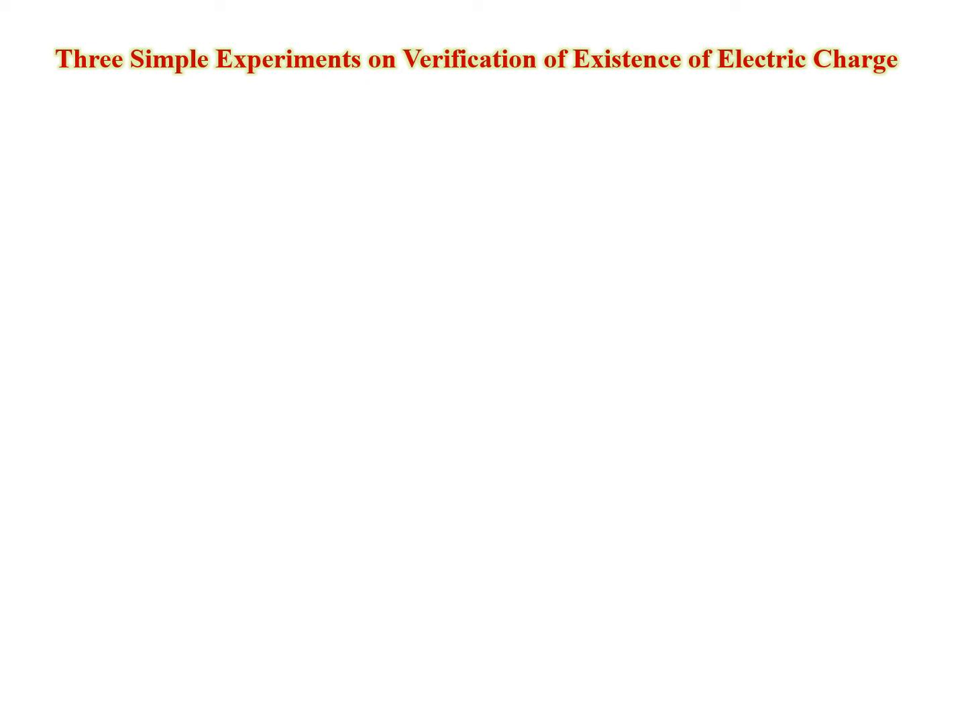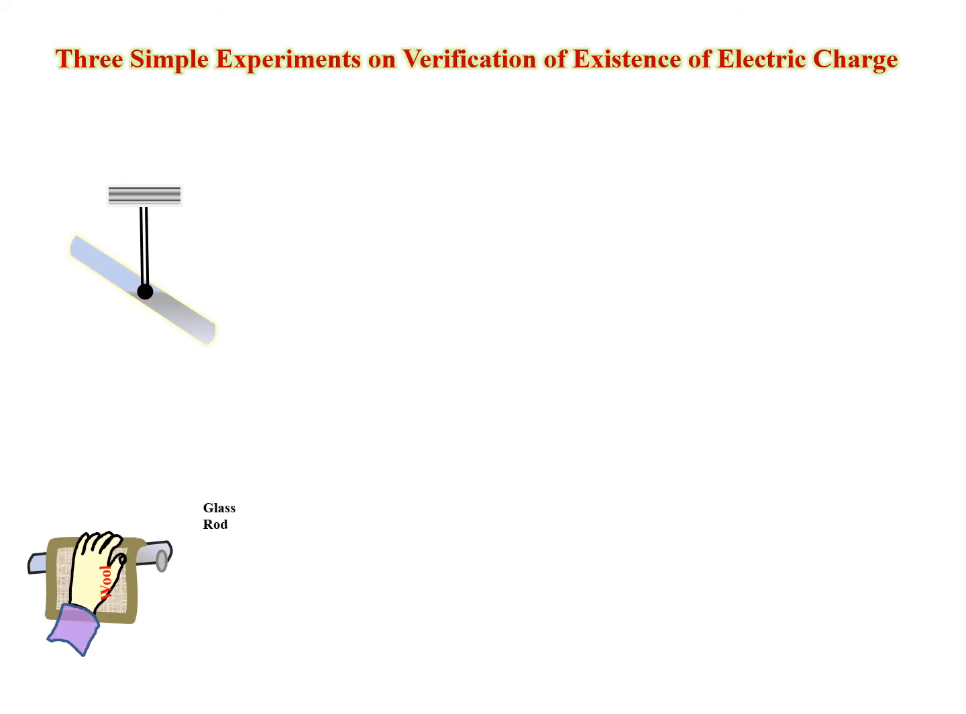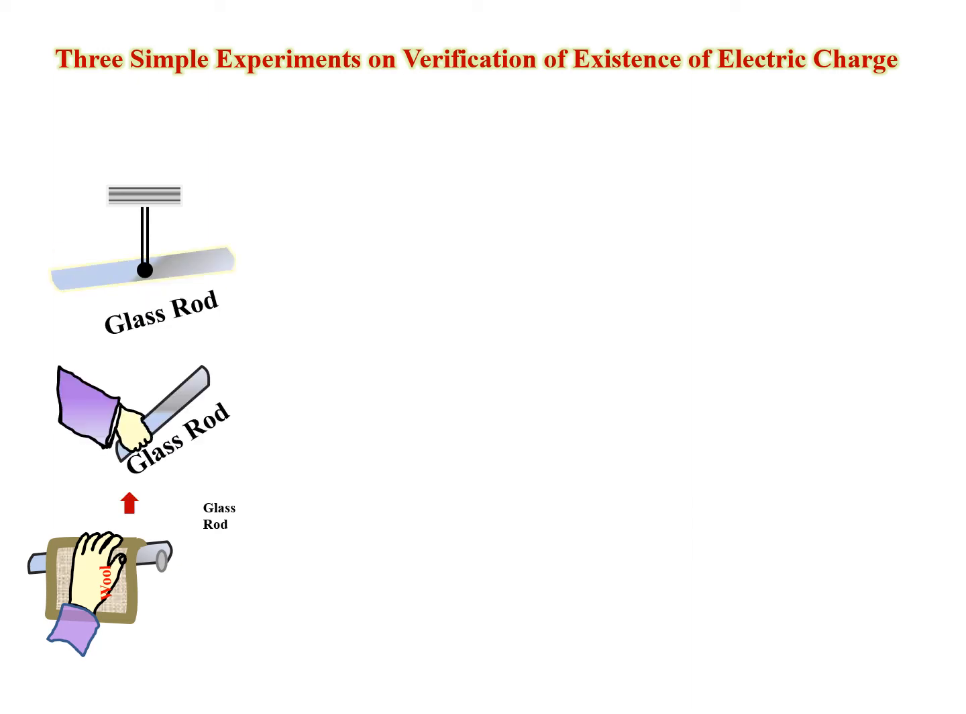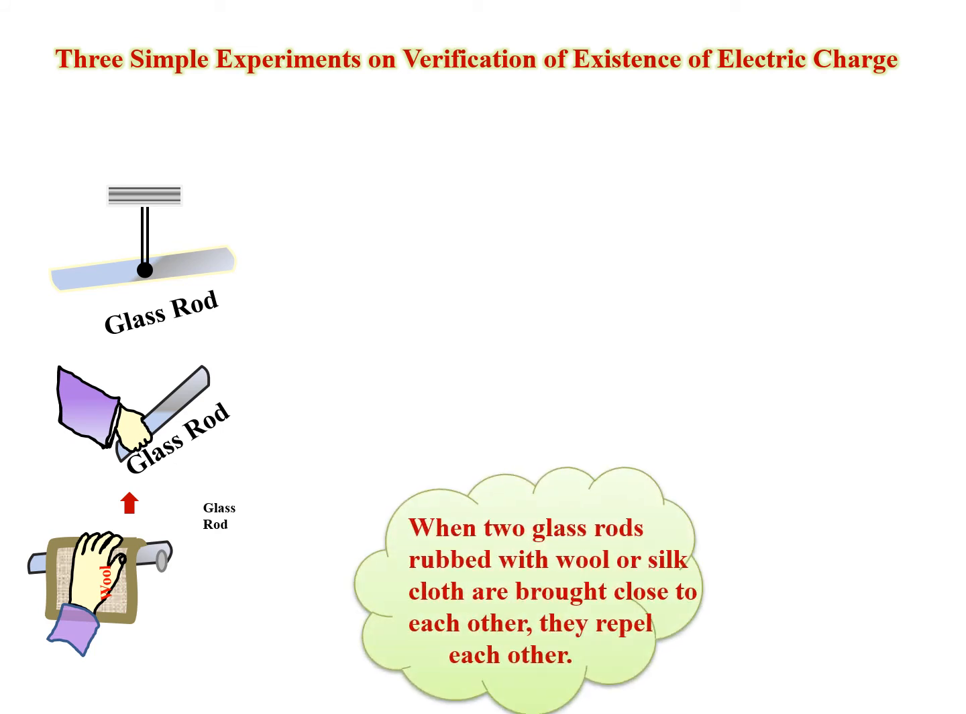Well, there are three simple experiments to verify the existence of electric charge on bodies. First, let us consider a glass rod which is freely suspended by a silk thread. Now this glass rod is rubbed with the help of wool. If I take another glass rod and rub it with wool and now place it very close to the suspended glass rod, we see that both the glass rods start repelling each other.